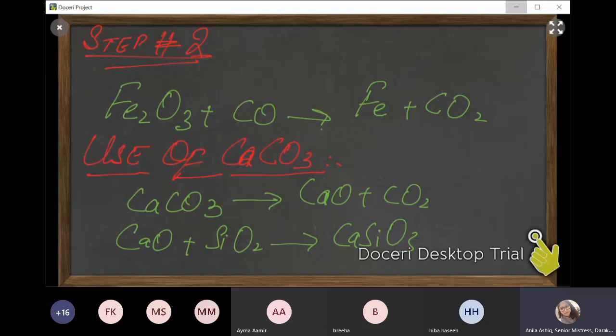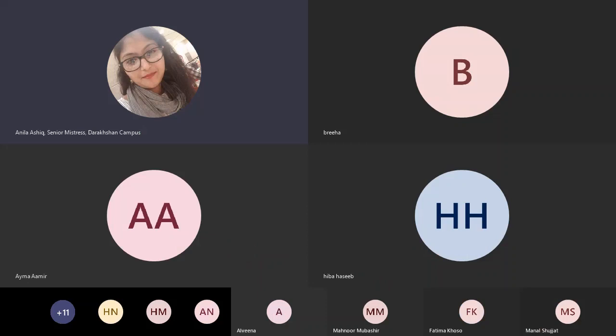I'm changing my screen again. What can you see now on the screens?